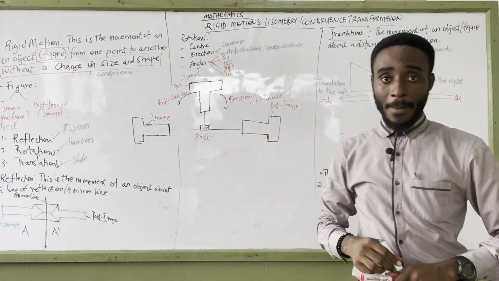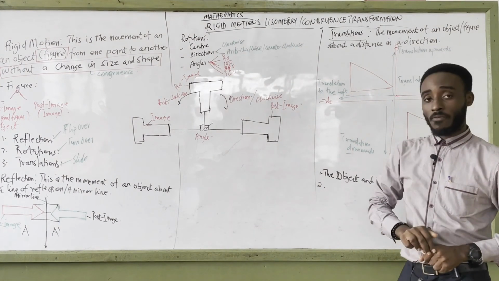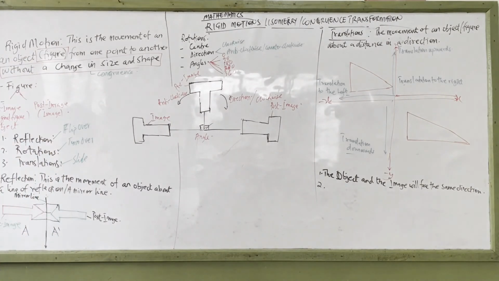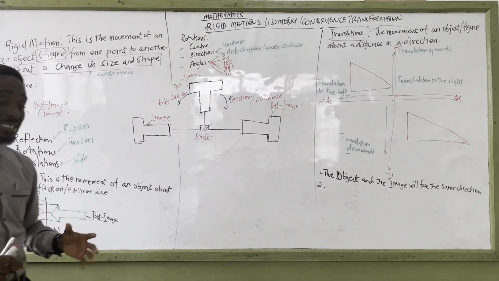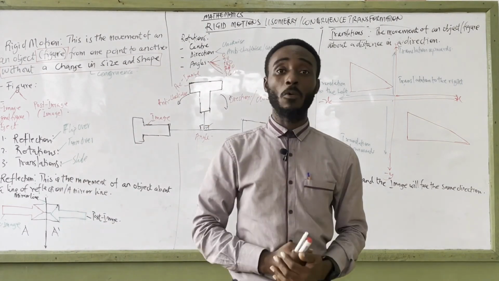Okay, so these are basically a summary of the various forms of rigid motion: the definition, the reflection, rotations, and translation. So this is a summary. In the subsequent videos, we'll be tackling each and every one of them one by one and how to find their coordinates.